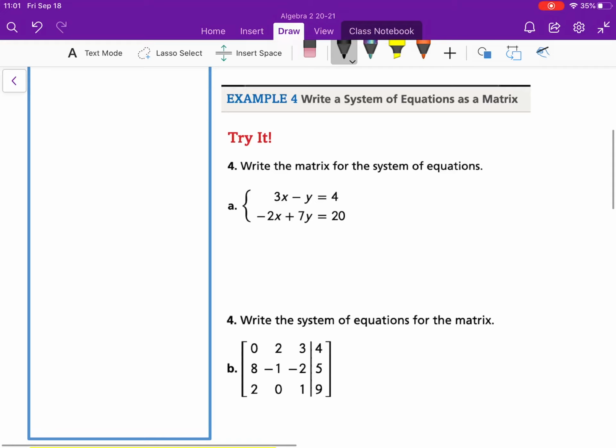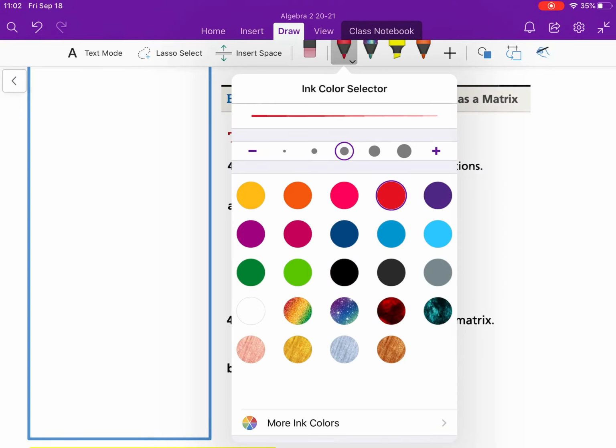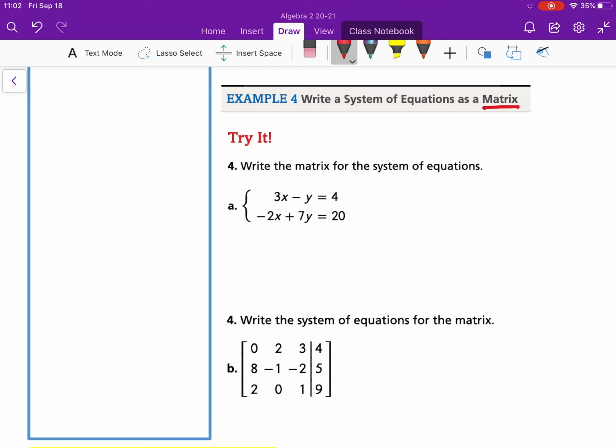Next up, we are still in 1-6, but we are jumping down to example 4. So notice we are going to write a system of equations with a matrix. So what in the world does that mean? A matrix is just an array of rows and columns. So an example of a matrix could be something as simple as this, where you pick numbers and put them in there. So in this case, there are 2 rows and 2 columns. So we would say that its dimensions are 2 by 2.